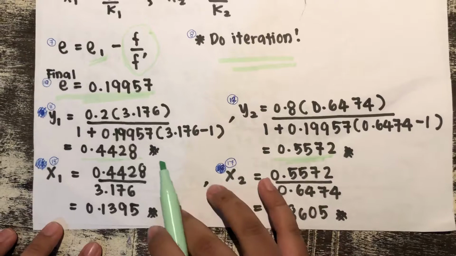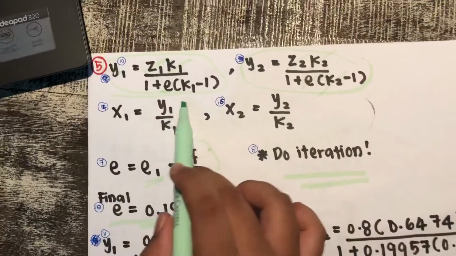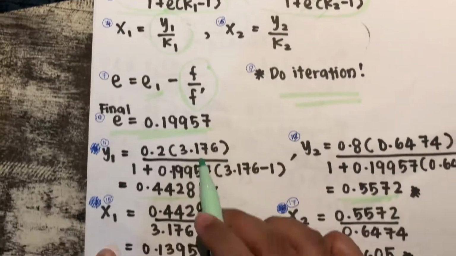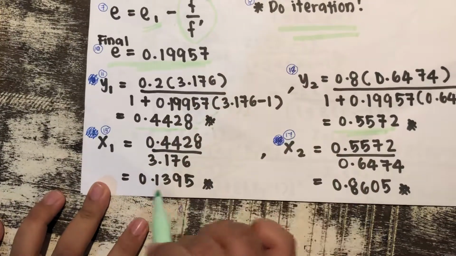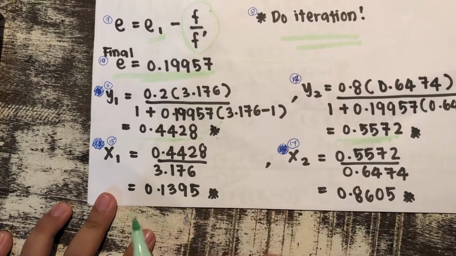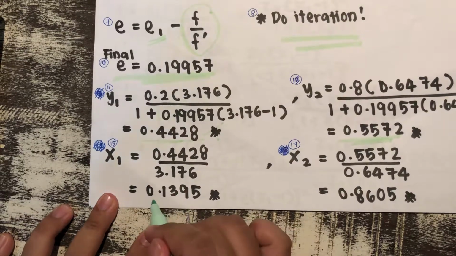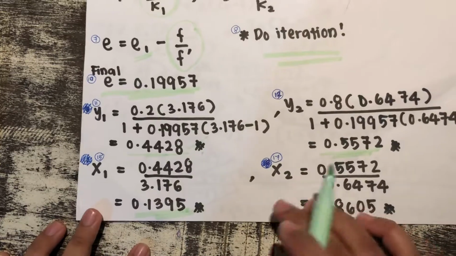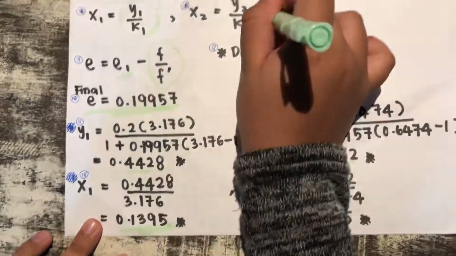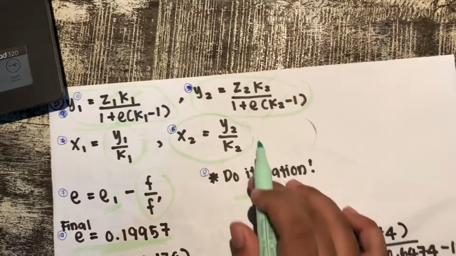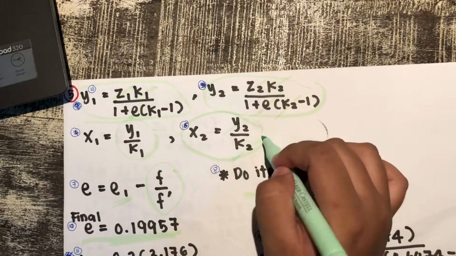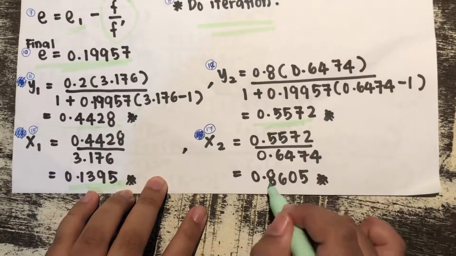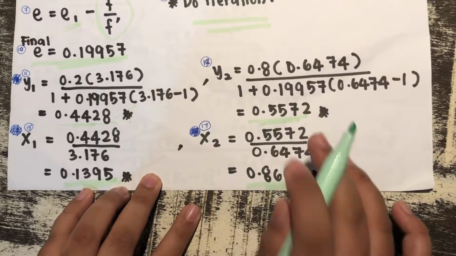And for our X1, the formula is equal to Y1 over K1. So the value of Y1 that we got, substitute it, and the X1 we will get is equal to 0.1395. And for X2, the formula is this, where we already calculated the values of Y2 and K2. So therefore X2 is equal to 0.8605.